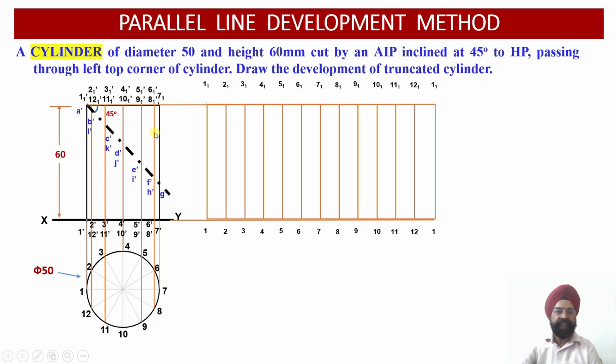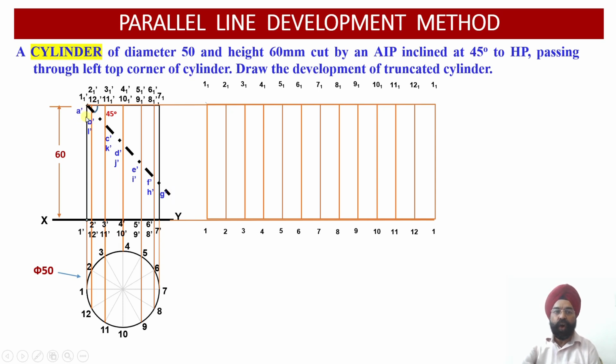Similarly, 8th numeral and 8th alphabet. So 8-1 dash and 8 dash vertical projector line has been cut by H dash. Similarly, 9 dash vertical line has been cut by I dash. 10 dash vertical line has been cut by J dash, and then 11 dash has been cut by K dash, and finally 12-1 dash and 12 dash has been cut by L dash, right? So 12 points of intersection we have worked out over here.